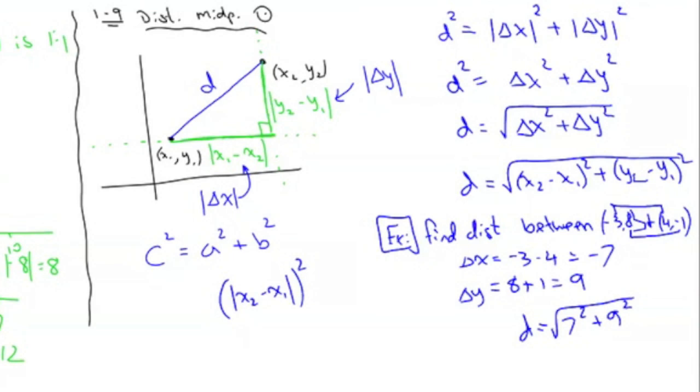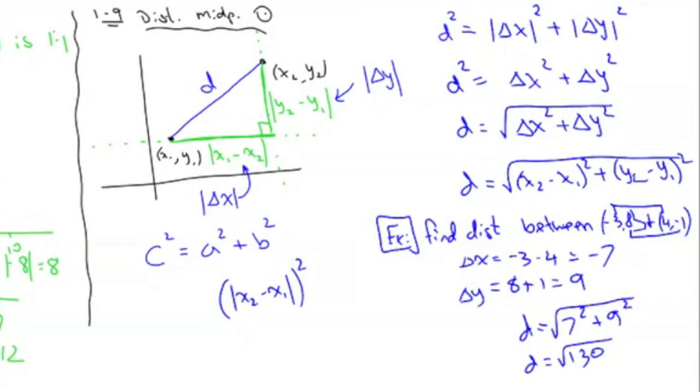49 plus 81. Hold on. Give me a second. 81 is 9 squared. That's 49. 90 plus 40 is 130. Thank you. All right. So the distance is equal to the square root of 130.